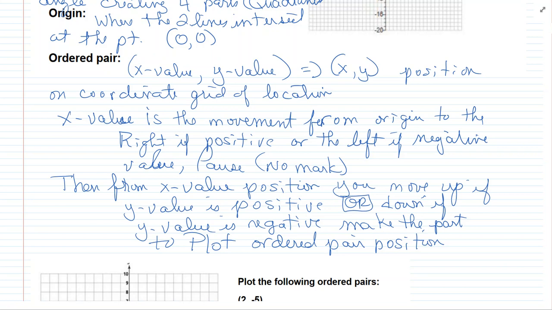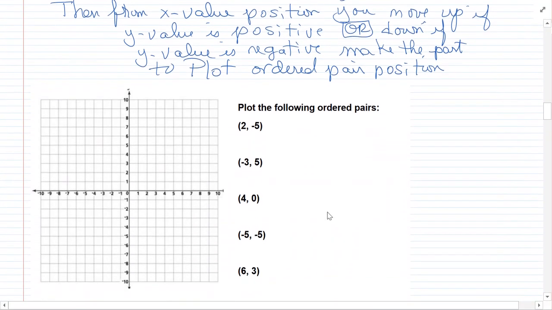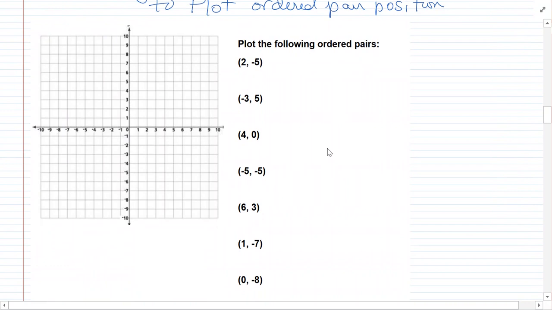Of course, we're going to do some examples. And here we have a coordinate grid. Means little perfect squares on a two-dimensional plane with an x-axis and a y-axis. And we're going to plot the ordered pairs. So here we have x is positive and y is negative.